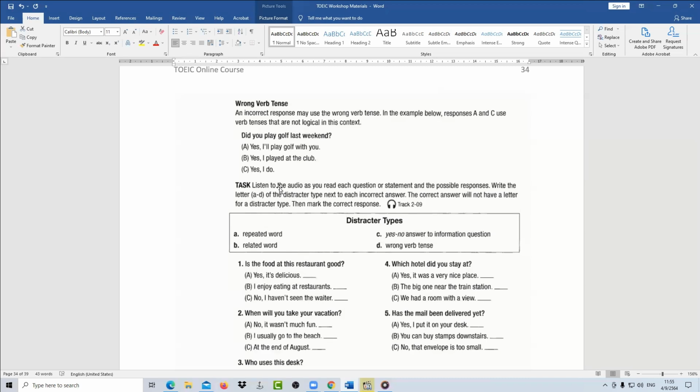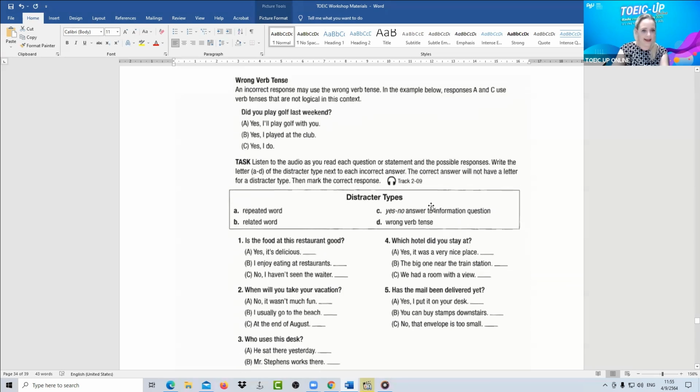B is correct. Yes, I played at the club. So even though it's giving you an answer of where, the verb is correct. I played at the club. Did you play golf last weekend? Yes, I played at the club is the correct answer. They're just giving you extra information. They could have just said yes, I did.